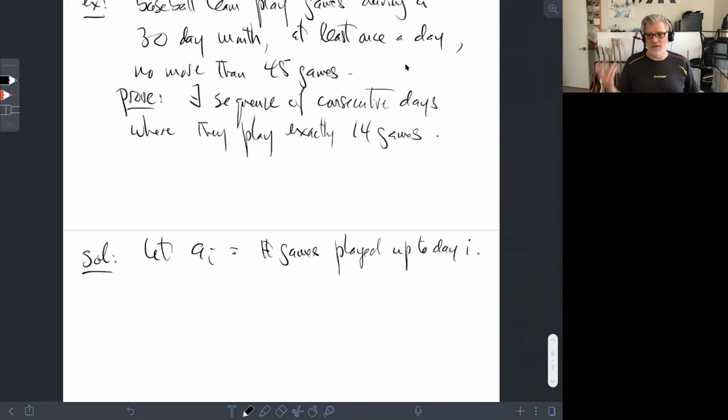Right, so A1 is the number of games played on day one. A2 is the number of games played on day one and day two. So you're looking at that. Okay, if I'm looking for consecutive days where I have exactly 14 games, in terms of these numbers, what am I looking for? I'm looking for the difference of two of these numbers to be 14. That's exactly what I'm looking for.